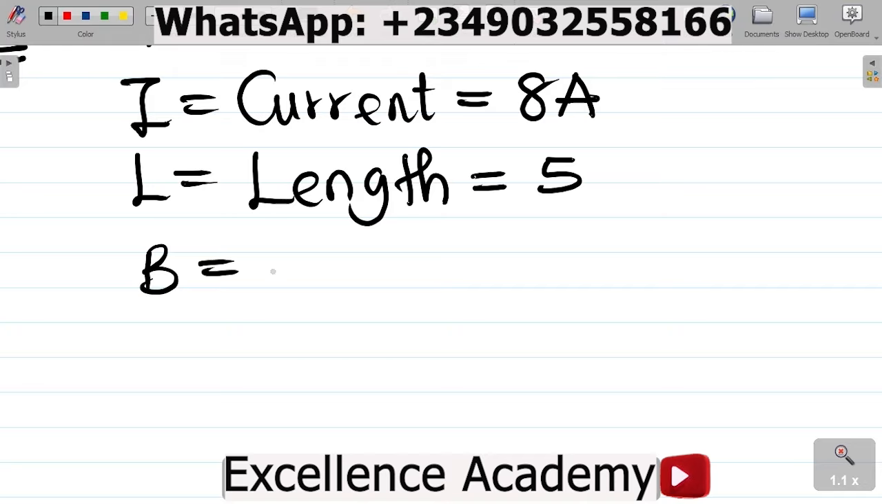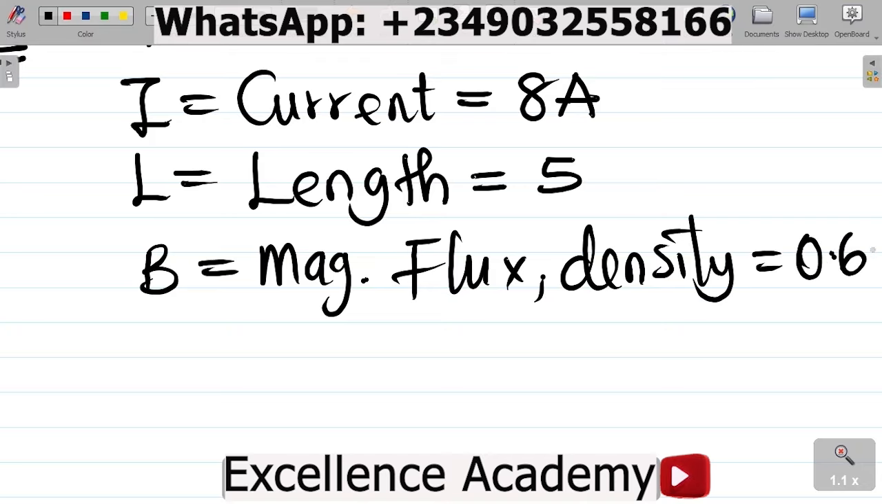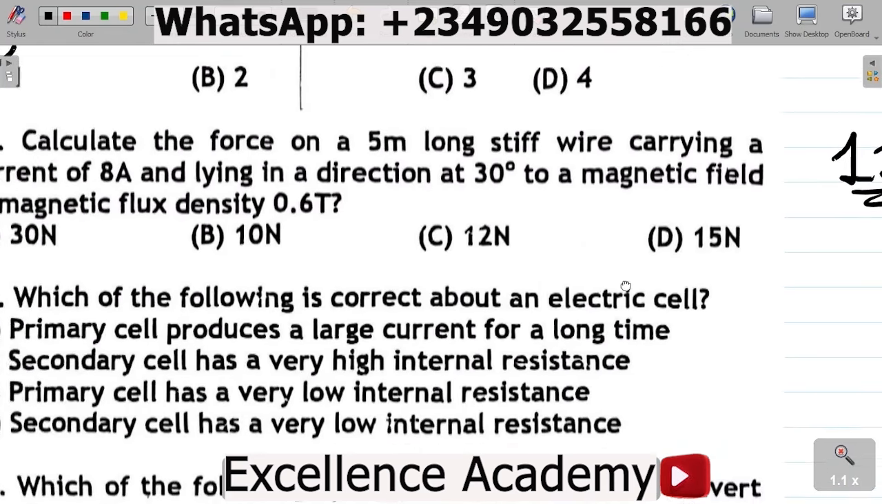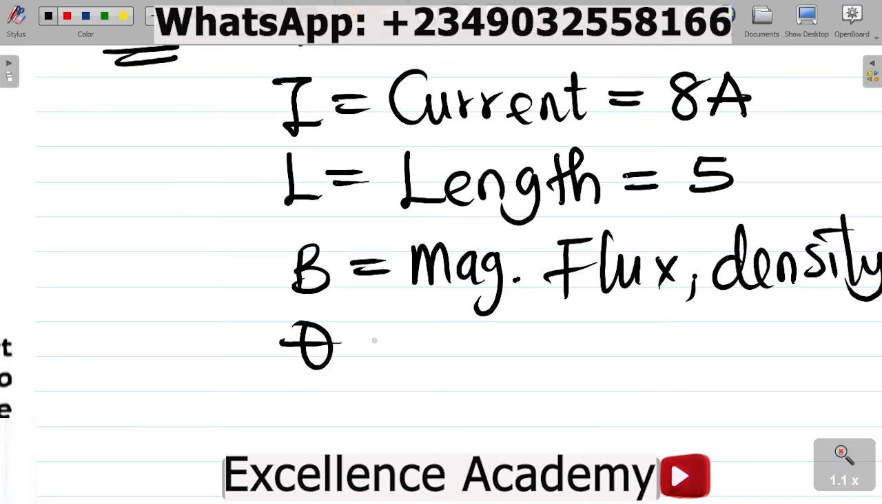So B is magnetic flux density, and the value of B here is simply 0.6. It's measured in Tesla. So 0.6 Tesla, you have this. And then the angle theta is 30 degrees. So theta in this question is equal to 30 degrees.